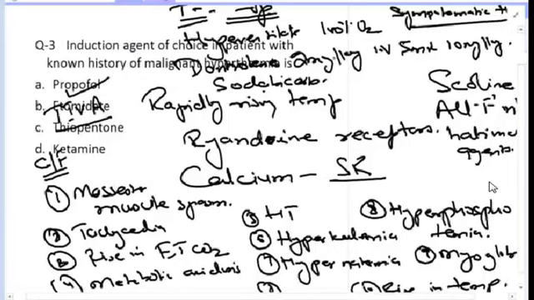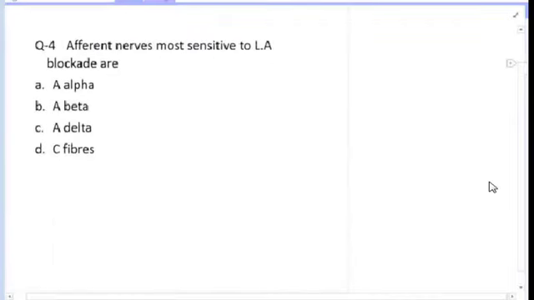Now question number 4. Afferent nerves most sensitive to local anesthetic blockade are. So what are the different types of nerves and what are the sensitivity of these nerves to local anesthetic agents? Now all of you know there are 3 types of nerve fibers, A, B and C.